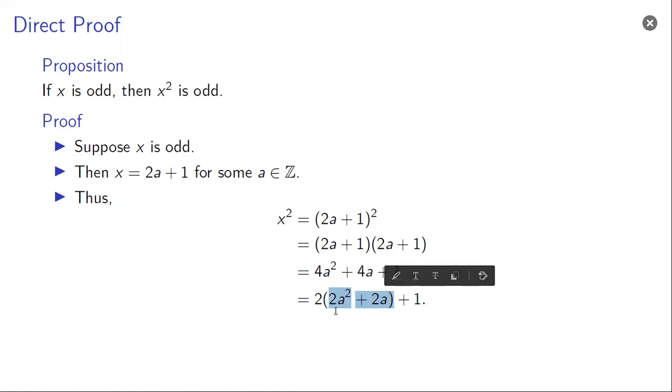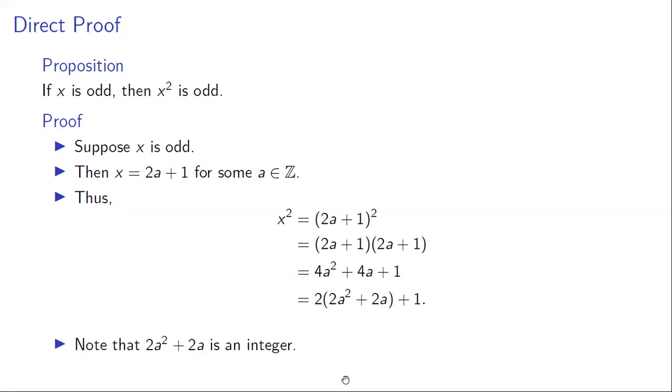Now this, in parentheses, is an odd number. How do we know it's an odd number? How do we know that 2a squared plus 2a is an integer? I'm sorry, we don't know it's an odd number. My bad. We know it's an integer, right? We know this thing in parentheses is an integer. How do we know it's an integer? Well, we started out that a is an integer.